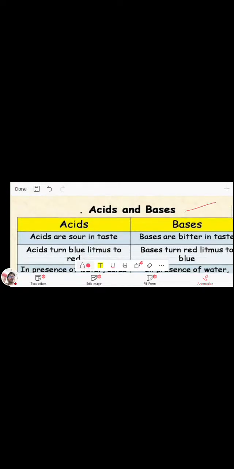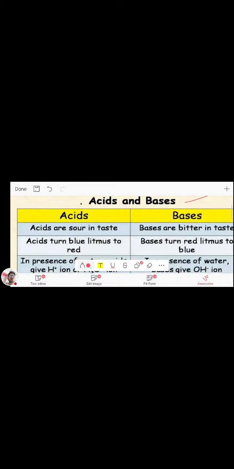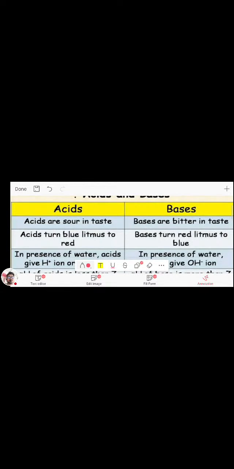So our next difference is difference between acids and bases. So they can ask you the properties of acids or properties of bases, like that question. Acids are sour in taste, bases are bitter in taste. Acids turn blue litmus to red, bases turn red litmus to blue.